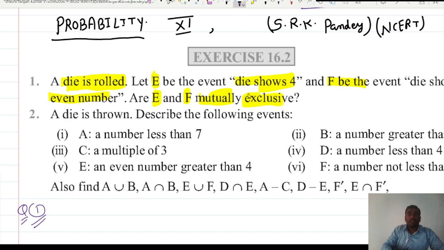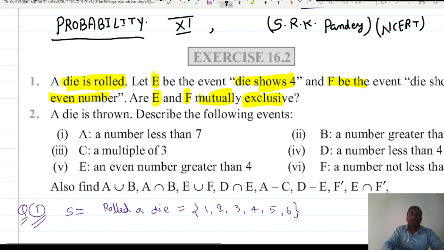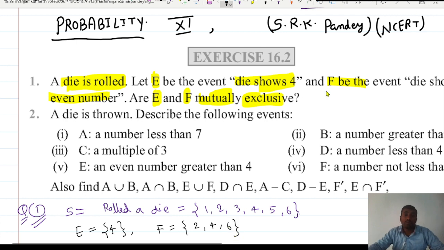First of all, let us write down the sample space for rolling a die. The sample space will be 1, 2, 3, 4, 5 or 6. E is the event that the die shows 4, so E is only 4. F is the event that the die shows an even number, so F is 2, 4 or 6.